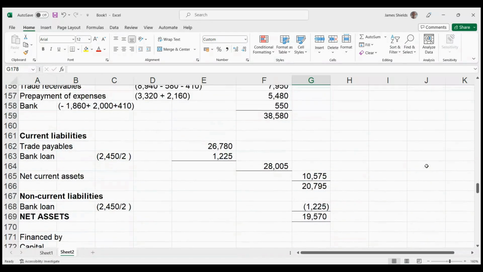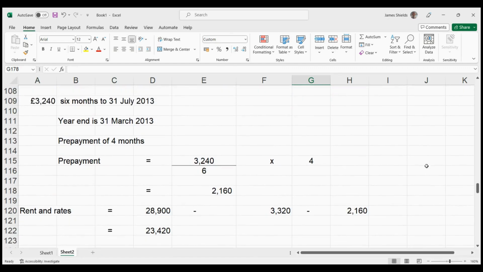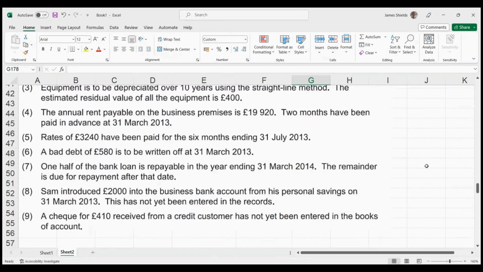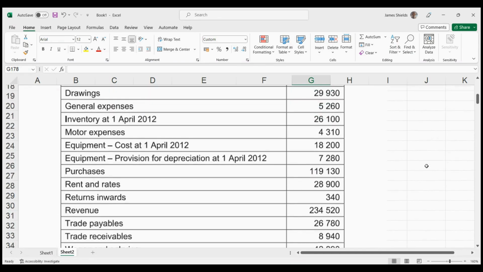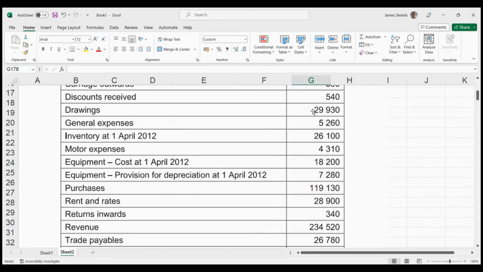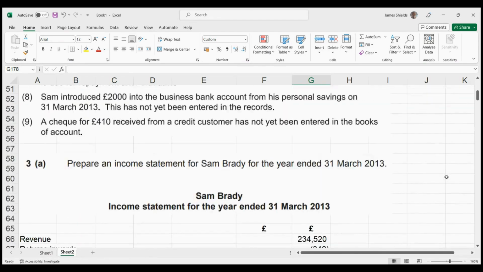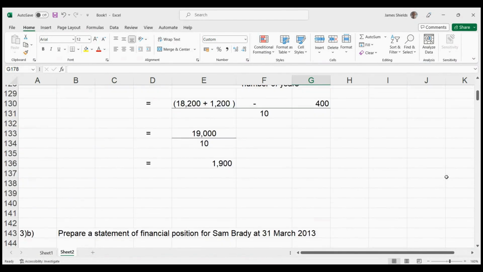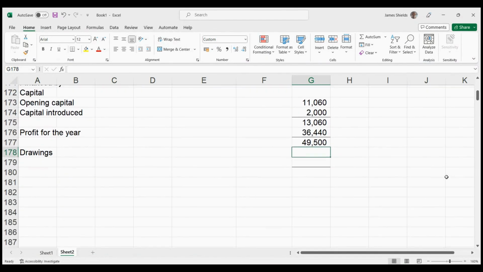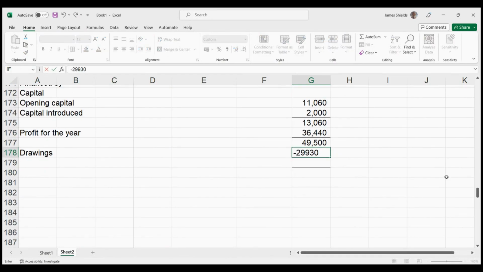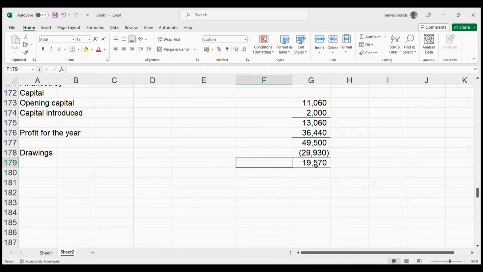So the drawings were in the initial list of balances. So back to the list of balances now for drawings. Now let's find the drawings. Here we go, 29,930. So we're going to take away 29,930. That's then going to give us £19,570.